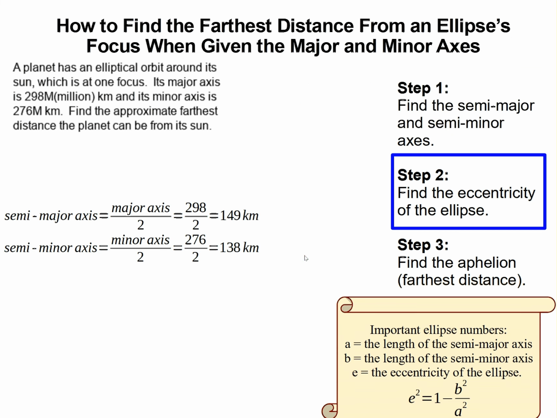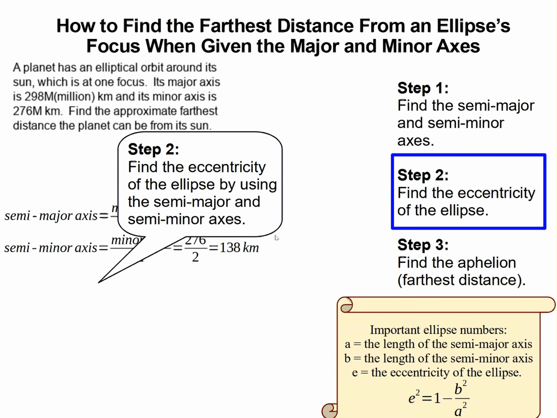Now we need to find the eccentricity. This value tells you how oblong or how circular the ellipse is. Just for reference, you don't have to know that, but we do need to find the value in order to do step 3. So how do we do it?